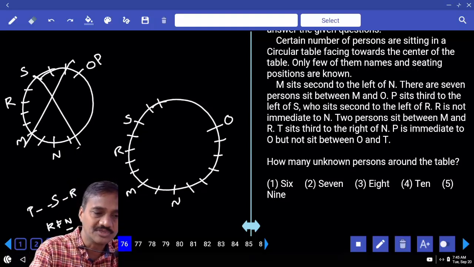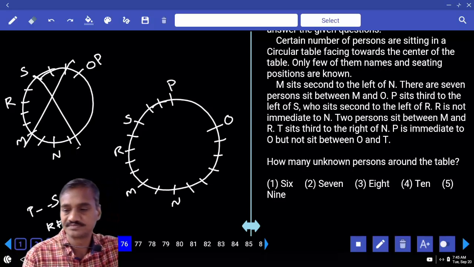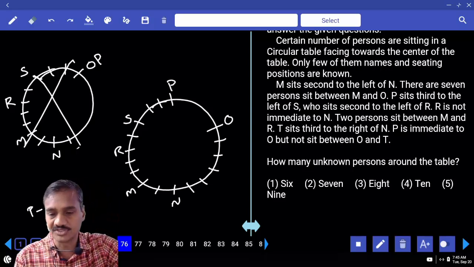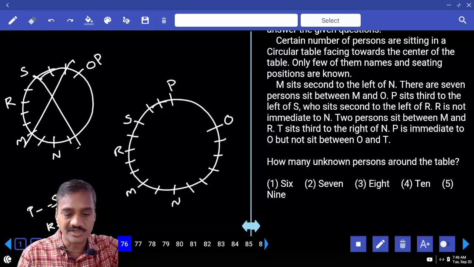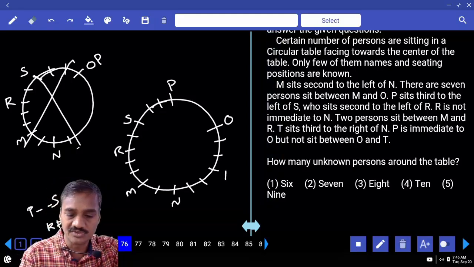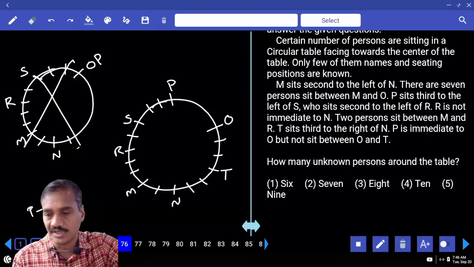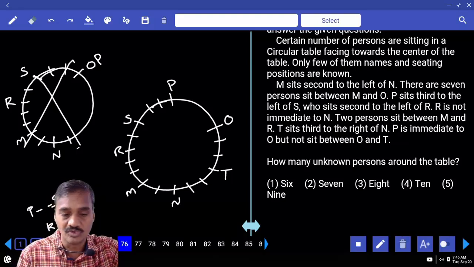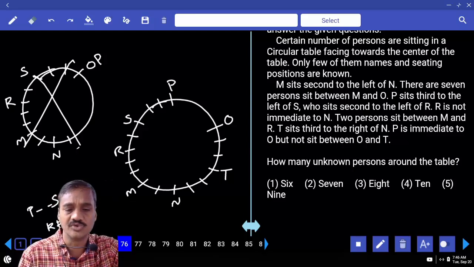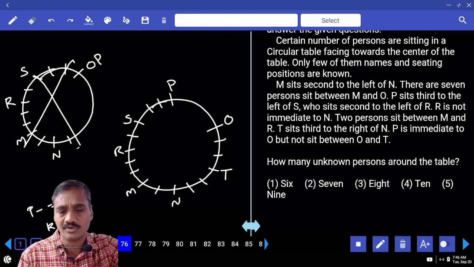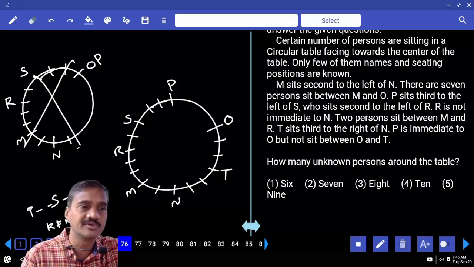And P sits third to the left of S. And next one, T sits third to the right of N. Now T is seated third to the right of N. T is here. And P is immediate to O. P and O are adjacent to each other, but not sitting between O and T. That means P is not in between O and T.